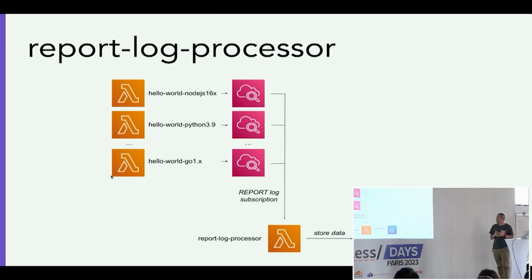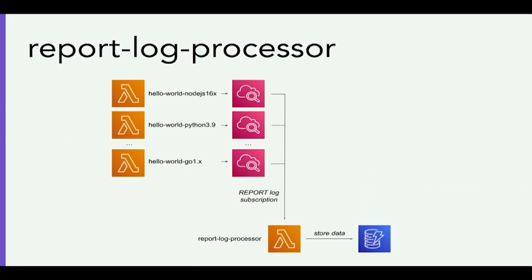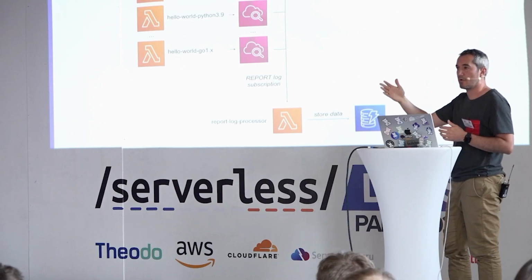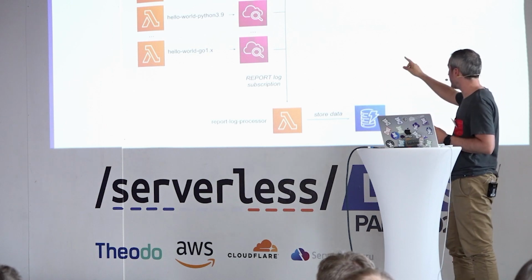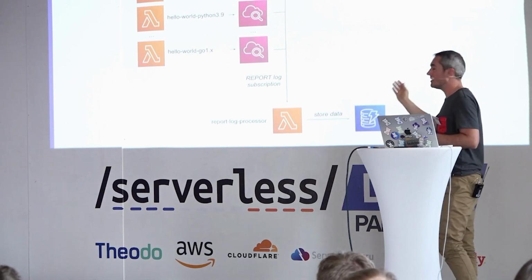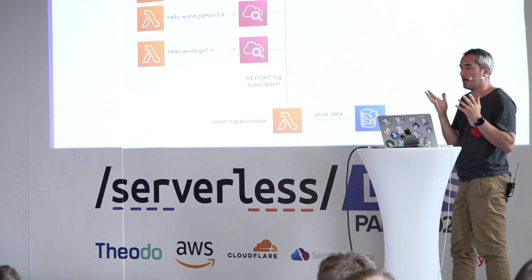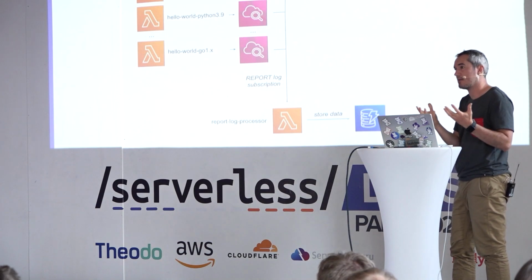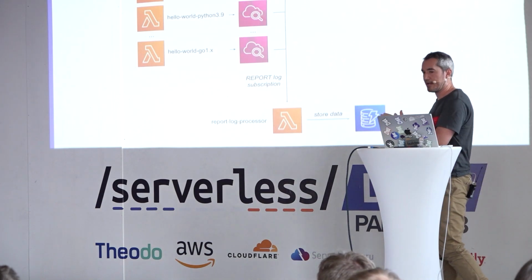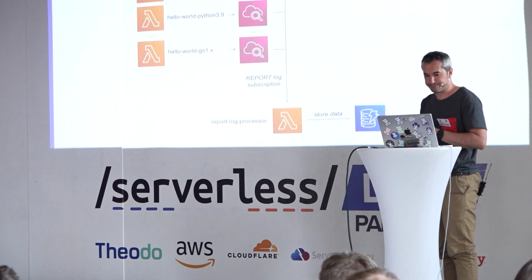So this is the architecture diagram of what's happening. I have a hello world function for every runtime, so it's a bit more than 200. I just put 3 examples here. And each time a Lambda function is invoked, a log is produced. It will be stored in CloudWatch, and CloudWatch will wake up another Lambda function, which I just showed you. And then this Lambda function extracts useful information and stores that in DynamoDB.